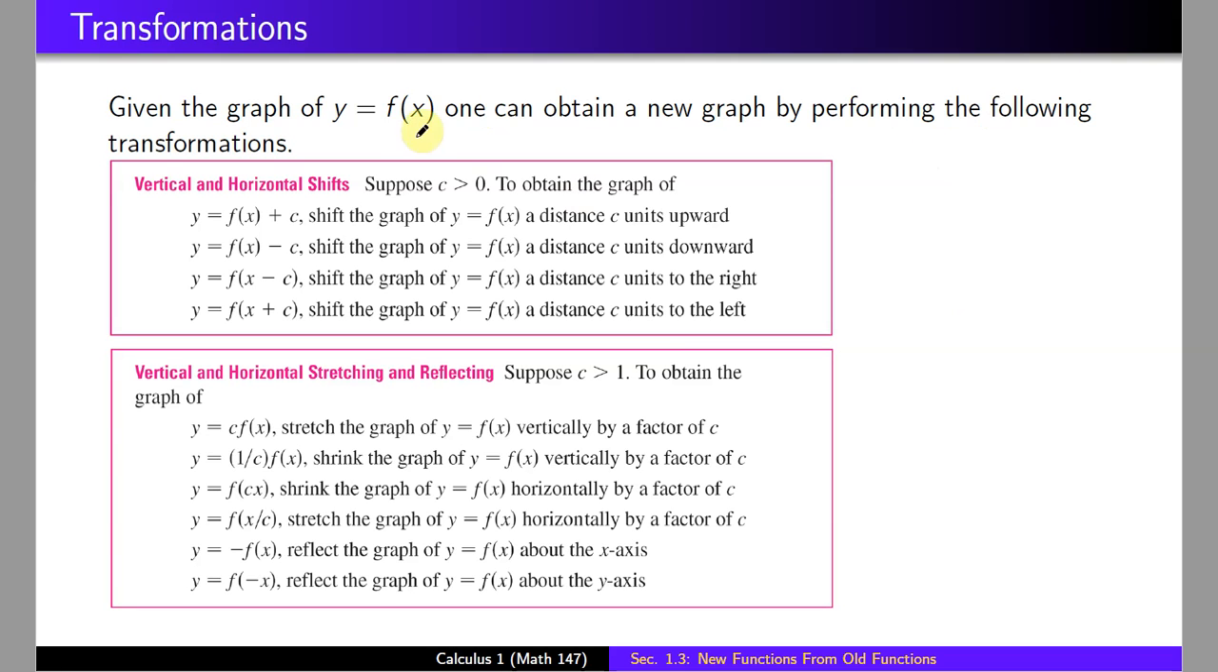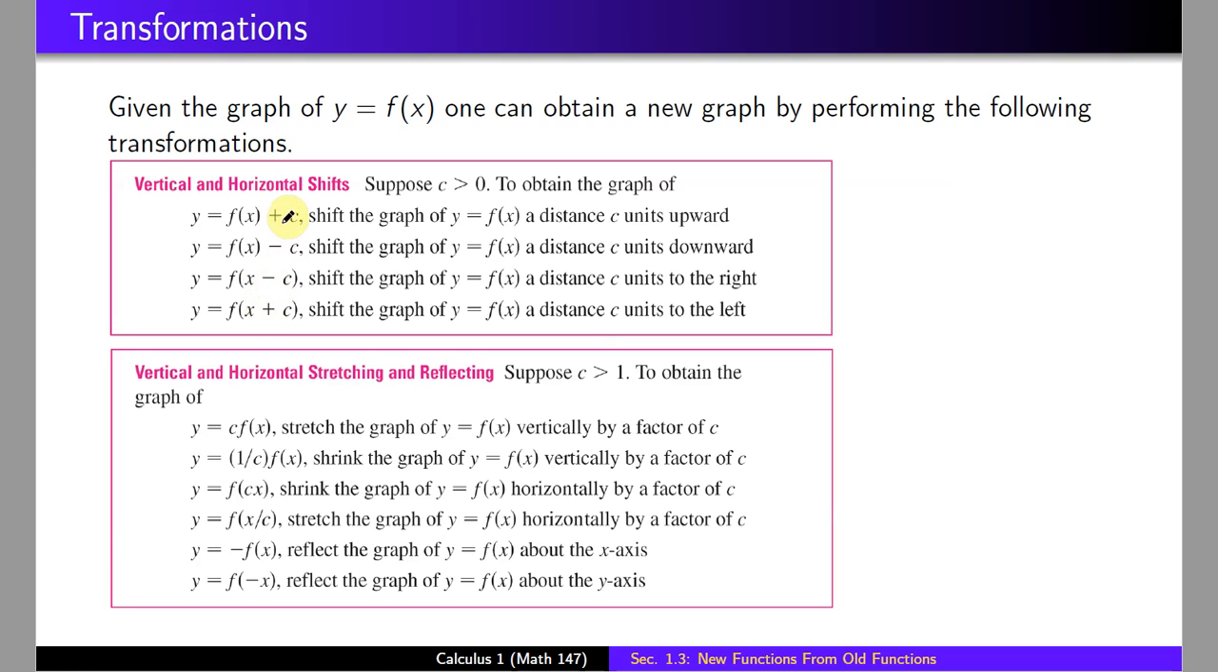So given the graph of a function, again, suppose this is one of the functions from our basic catalog of functions that we discussed in the previous section. We can obtain a new graph by performing the following transformations. So the first group here is called vertical and horizontal shifts. So how can we vertically and horizontally shift things? Well, if you take the function and you add or subtract a constant on the end, or if you add or subtract a constant inside, this is acting inside of the function on the x values. Those are two different ways you can shift things.